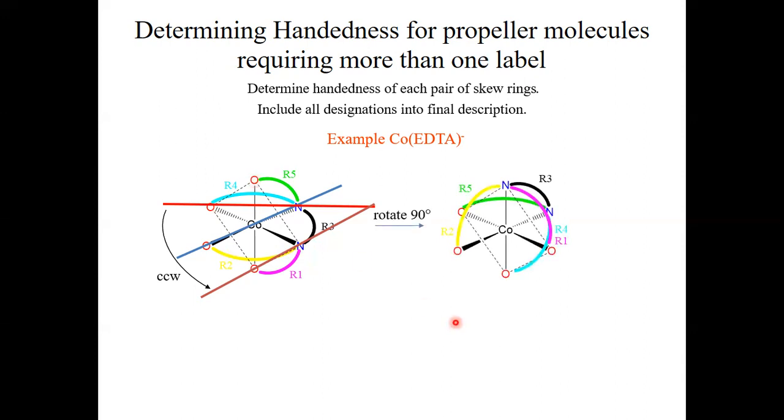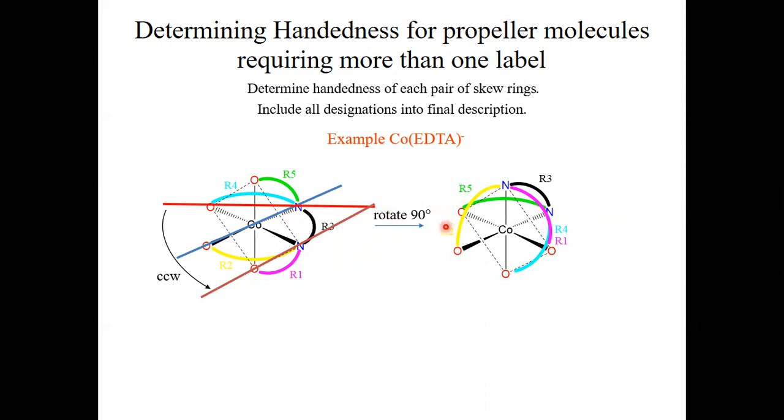Okay. So now when you do all the reassignments and connect the rings correctly together, then our molecule looks like this. So you see that the ring R5 is now oriented horizontally and points to the back.